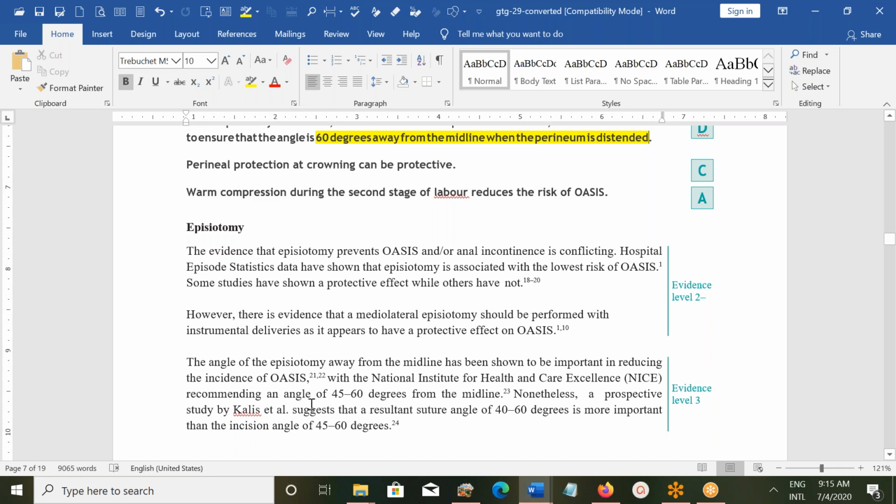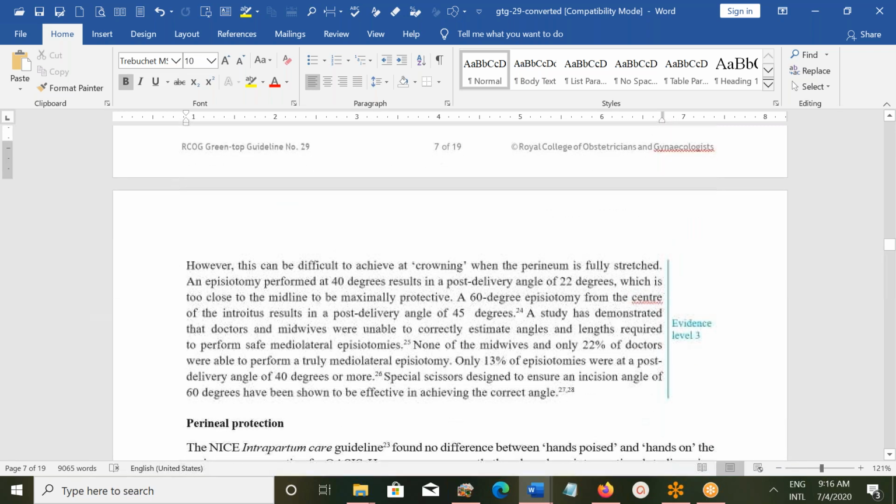The angle of cutting the episiotomy is very important because it is associated with decreasing the risk. Okay. So the incision angle of 40 to 60 degrees is important. Different people have different figures. Okay. So actually it should be 45 to 60 degrees away, or if they ask you to choose between 40 and 60, then you are going to click 60 degrees. Okay? You're going to choose that option, I mean.